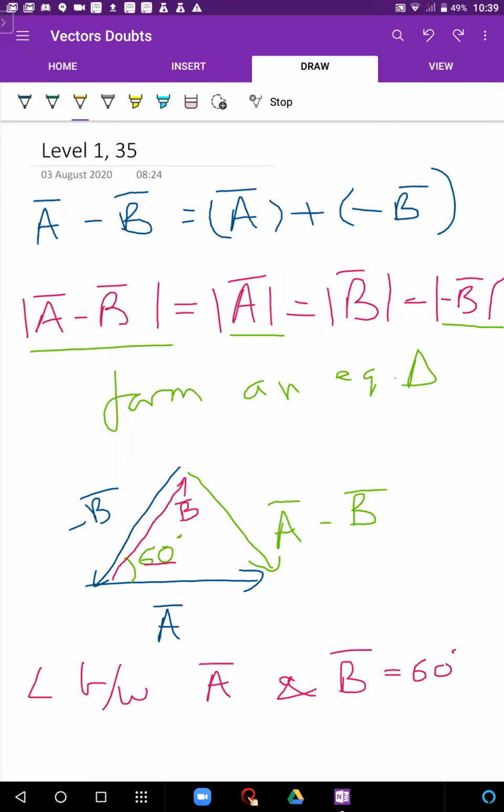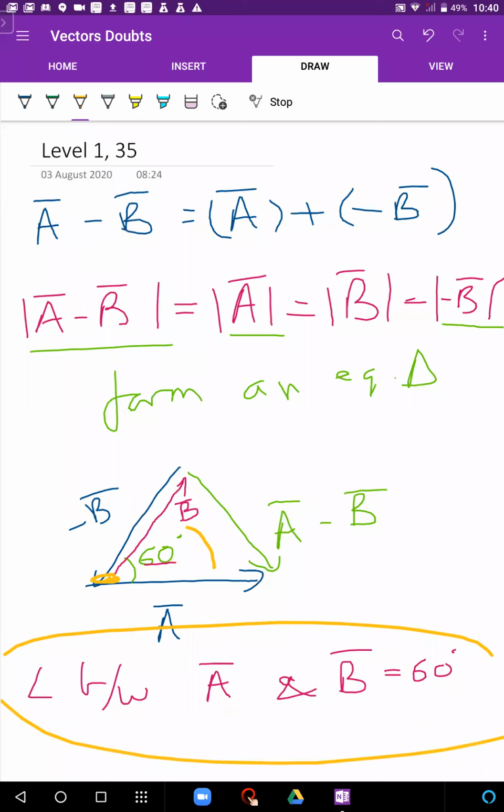Now after making this triangle, we know all angles over here are 60. Fair enough. After making all this, what have they asked? They have asked the angle between A and B. Now if minus B is like this, in the same diagram draw B, which will be the opposite of minus B. So if minus B's head is joined to A, B's tail will be joined to A. The minute you draw that, you can directly see that this angle over here, 60 degrees, is the angle between A and B when they are already joined tail to tail. I don't need to change anything further. This is actually the angle between A and B. So 60 degrees is our answer.